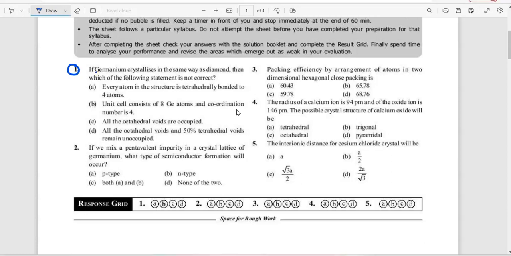So first, they have given germanium crystal as well as diamond. They are asking with respect to diamond, so we should know about the diamond structure. Diamond is similar to the face centered cubic structure. Along with the face centered cubic atoms, 4 more atoms are extra. Those 4 atoms occupy alternate tetrahedral voids in case of diamond.